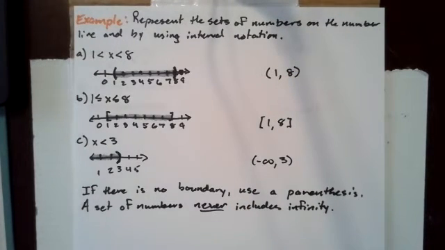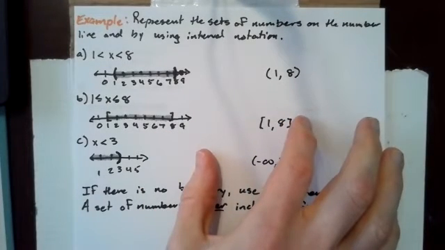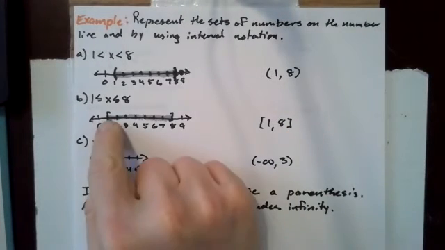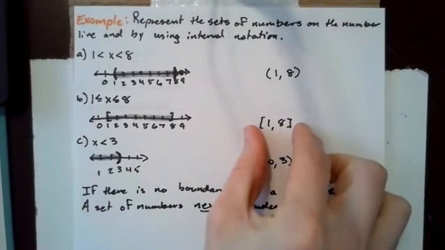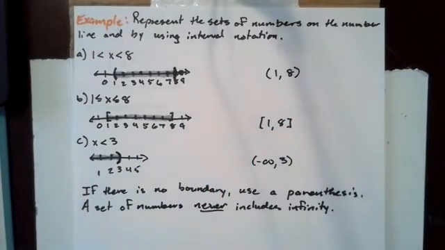Next, we have 1 is less than or equal to x is less than or equal to 8. It is almost the same as the 1 is less than x is less than 8 notation, but here we have our brackets instead of our parentheses.